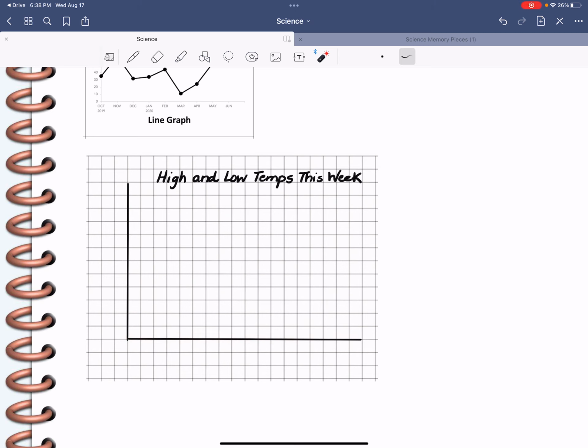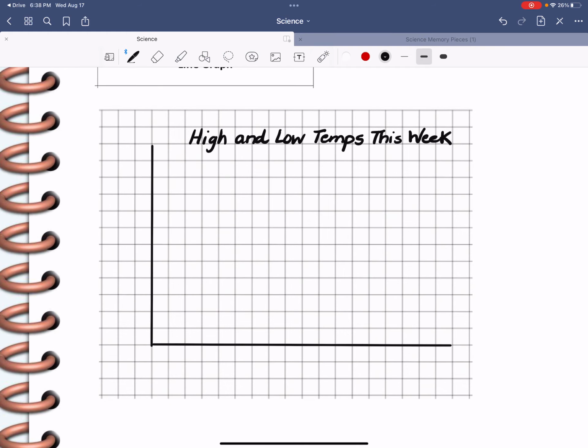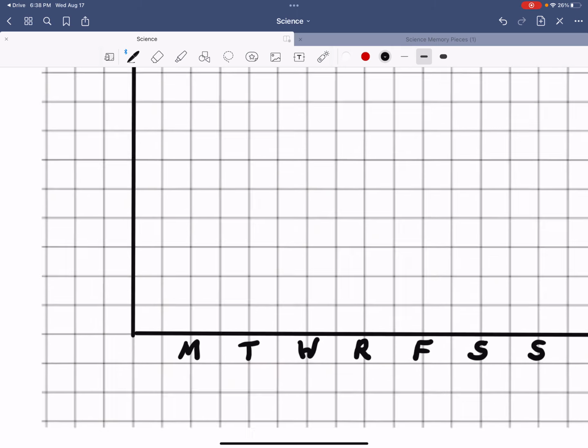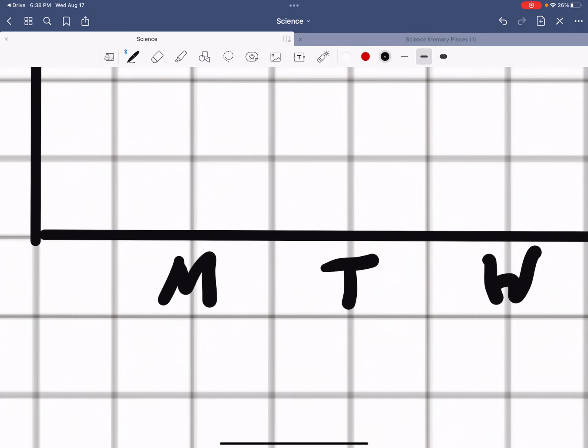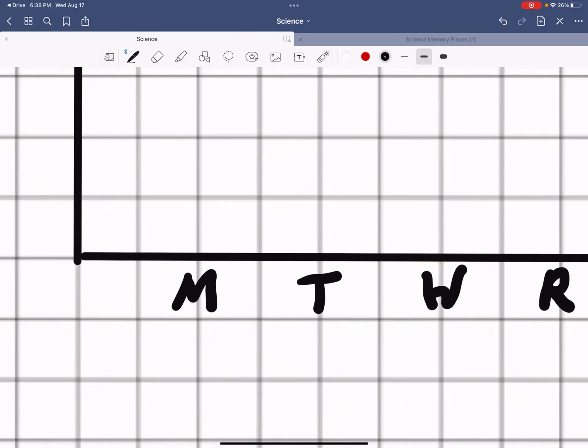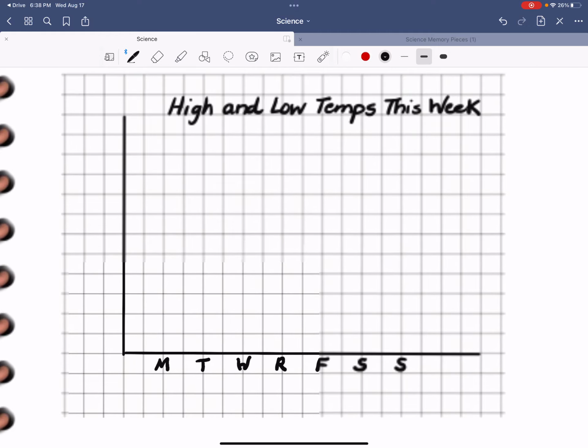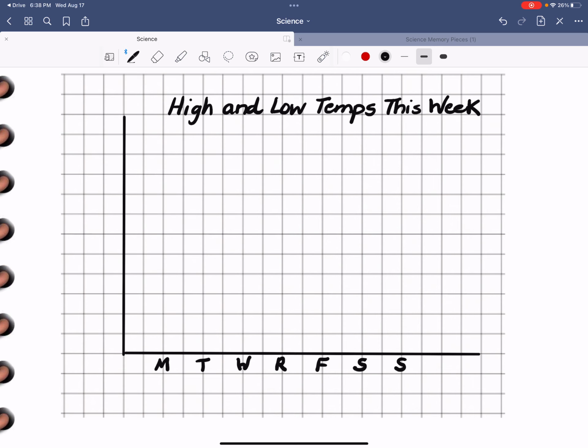And we're going to use this graph to make a temperature graph for 7 days. So the days of the week will be Monday, Tuesday, Wednesday, Thursday, Friday, Saturday, and Sunday. And you notice where I'm putting my letters. They're across a grid line because I'm going to use that grid line to plot my points. High and low temperatures this week.